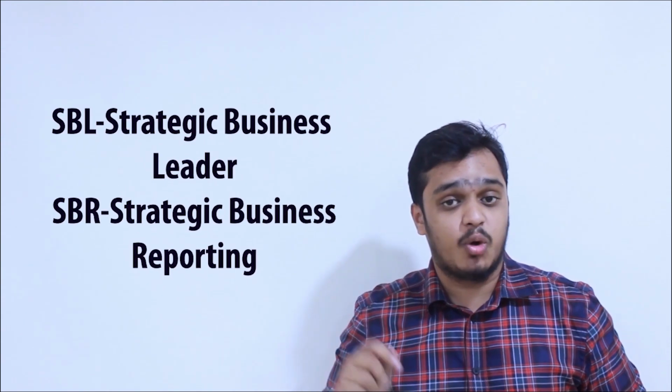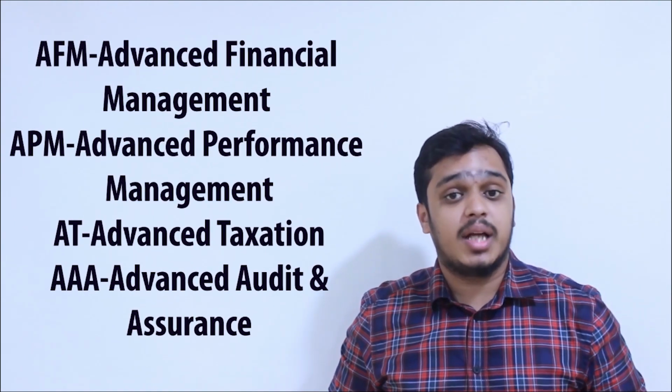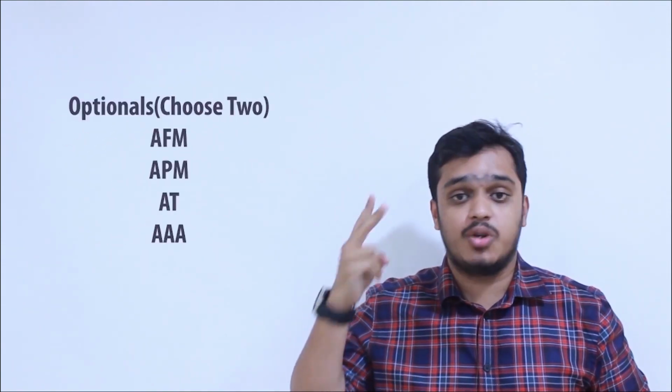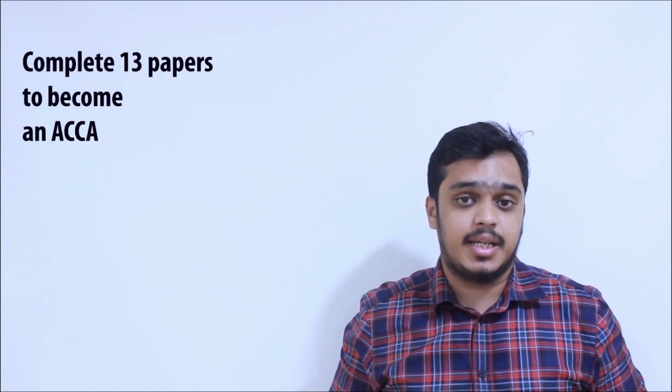And then next is your professional level, which is Strategic Business Leader and Strategic Business Reporting. These two papers are your essential papers. And then there are Advanced Financial Management, Advanced Performance Management, Advanced Taxation, and Advanced Audit. These are four papers out of which you have to choose any two in your professional level. These are your professional optionals. So in short, you have to complete 13 papers to be an ACCA.